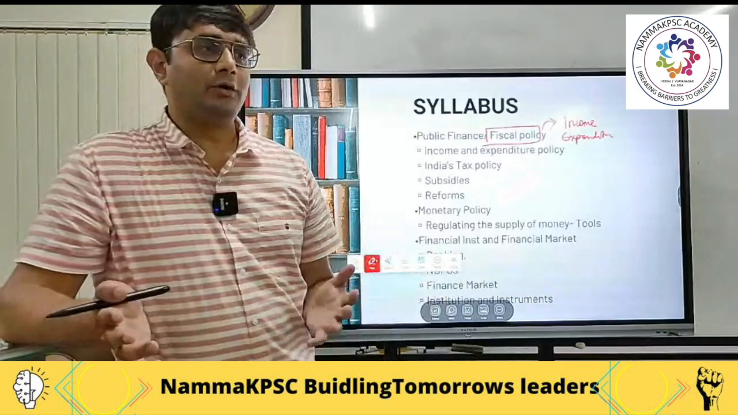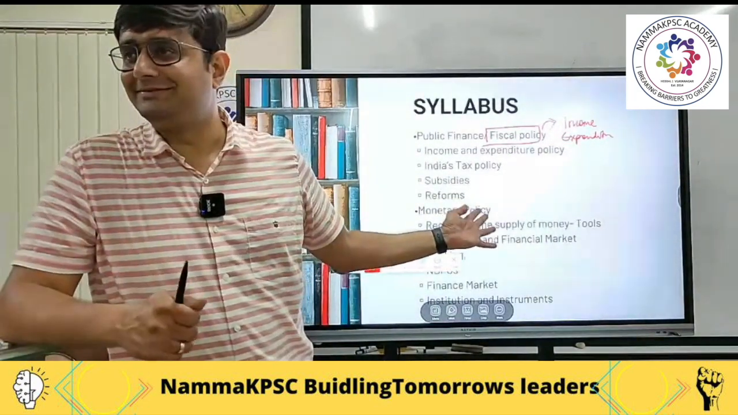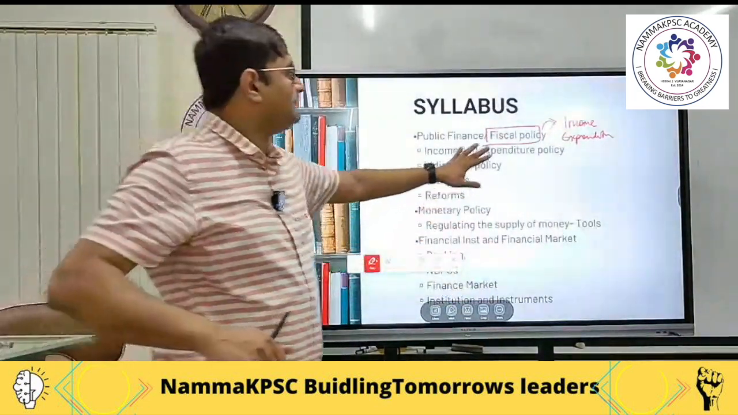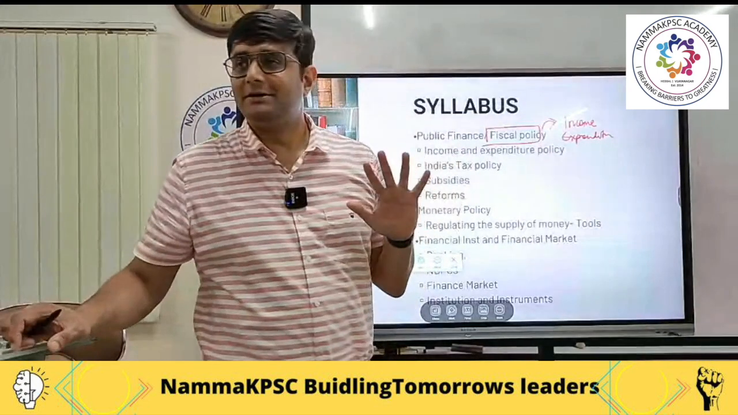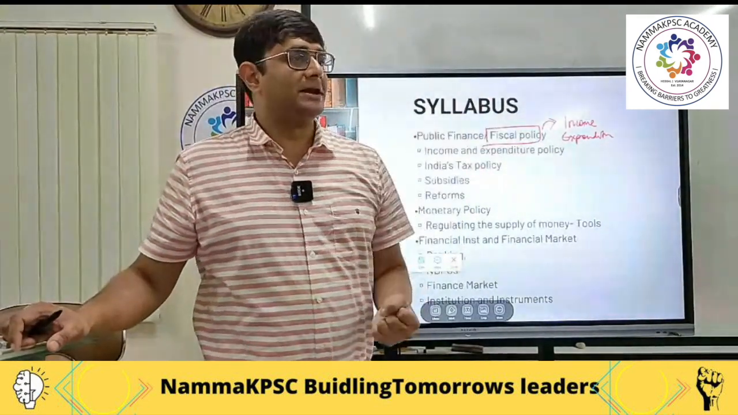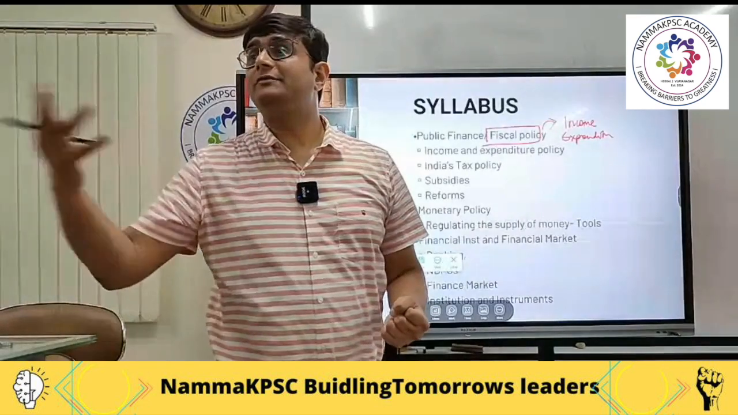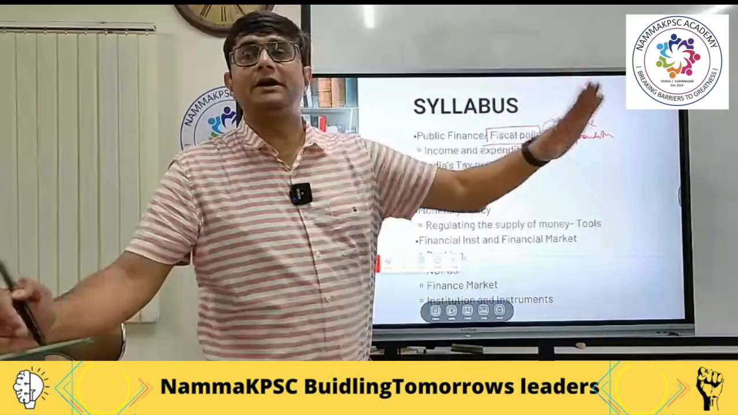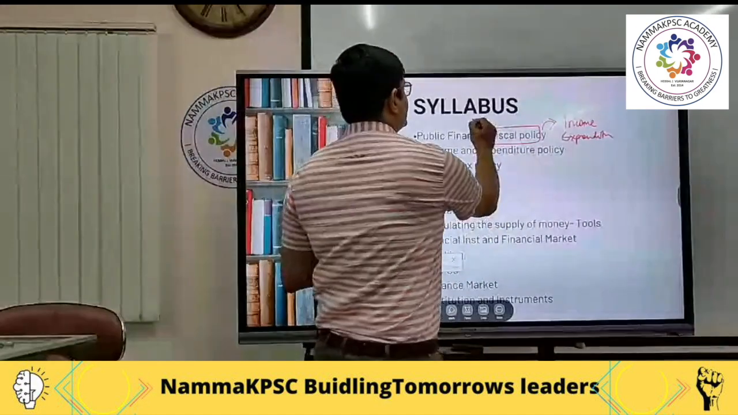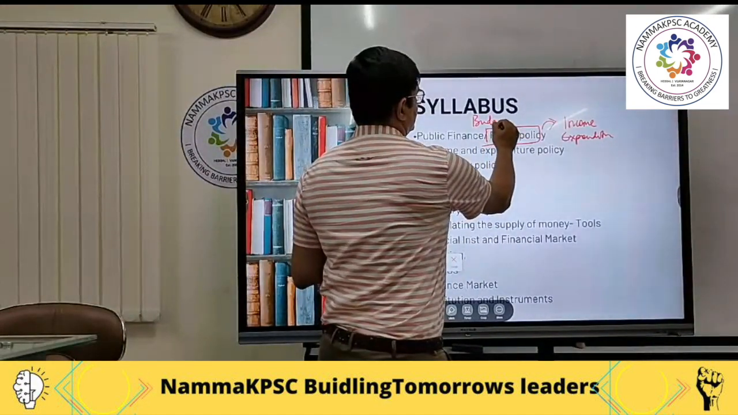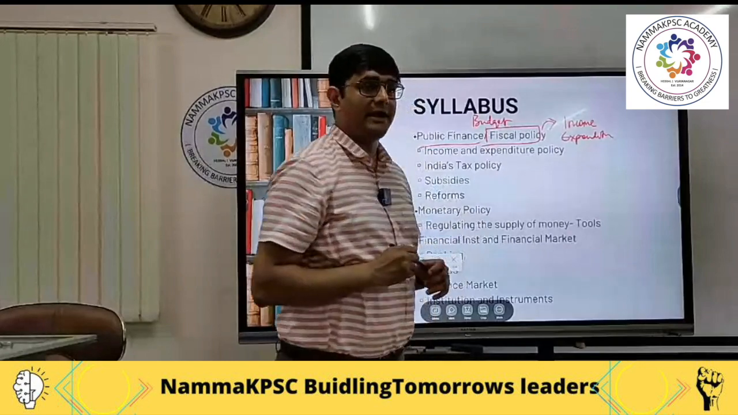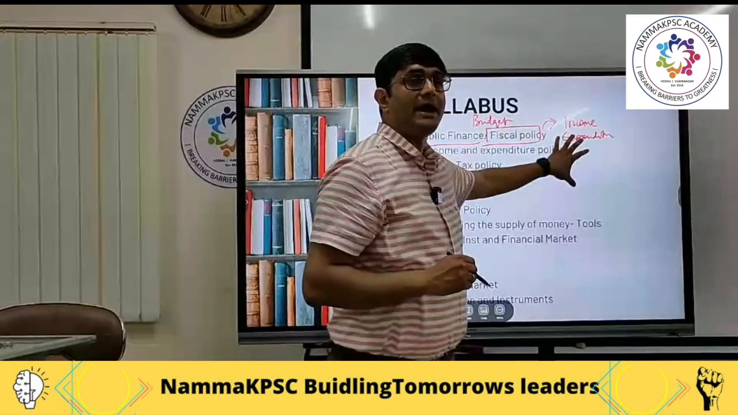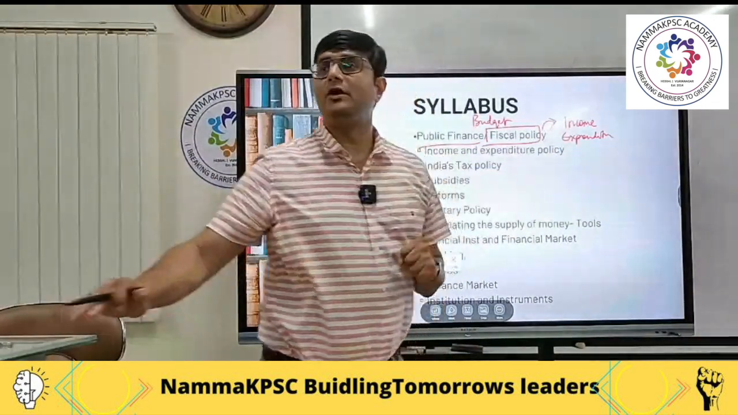Like even in our house, we have fiscal policy. We don't read about it, but every house has a fiscal policy. What are we doing to earn money, and where and how are we spending this money? Same thing over here also, government fiscal policy, or what we call the budget, or what we call public finance, deals with income and expenditure policy of government.